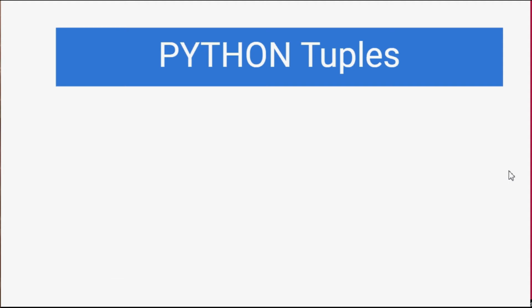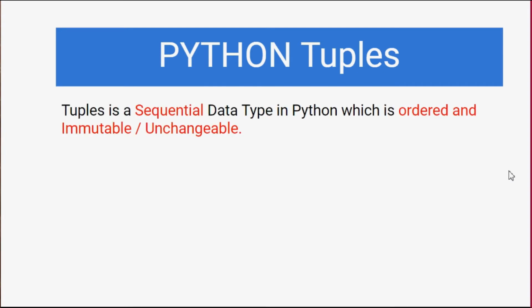So in this lesson we are going to discuss another sequential data type of Python, which is known as tuples. Okay. So let's understand: a tuple is a sequential data type which is ordered and unchangeable, or we also call that immutable. Now what do you mean by immutable? That once we create a tuple we cannot make changes in the tuple.